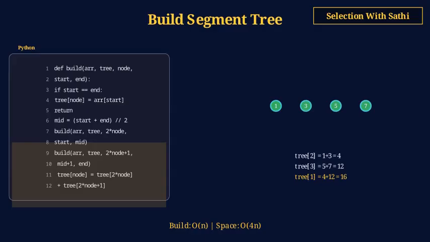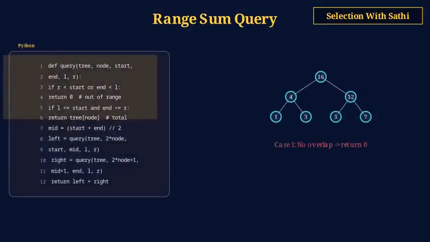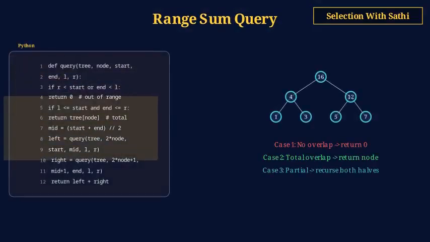Build visits each element exactly once, so the total time is O(n). This is a one-time cost. After building, queries and updates are O(log n). Point update changes one element and fixes the tree.